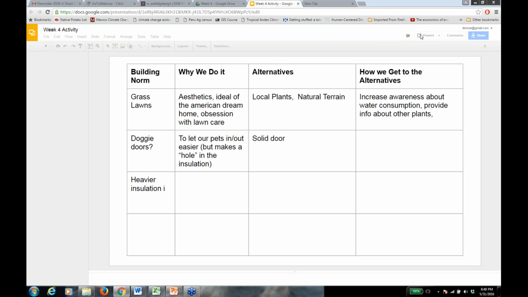Okay, so there's that link again. If you just wrote down your starting ideas on a piece of paper, go ahead and put those in the spreadsheet there.